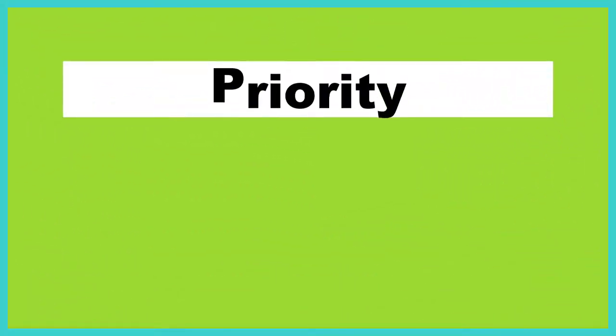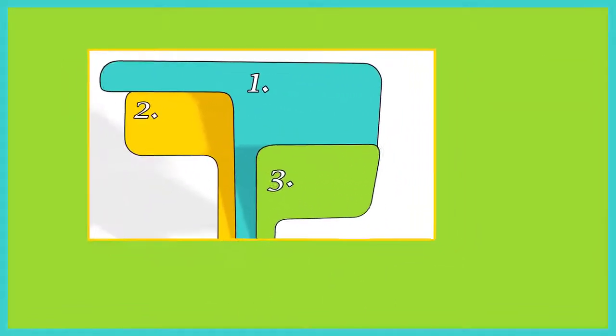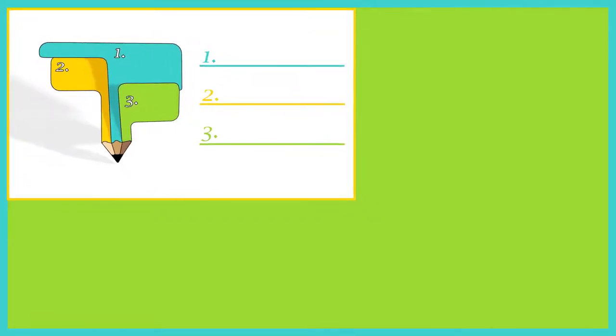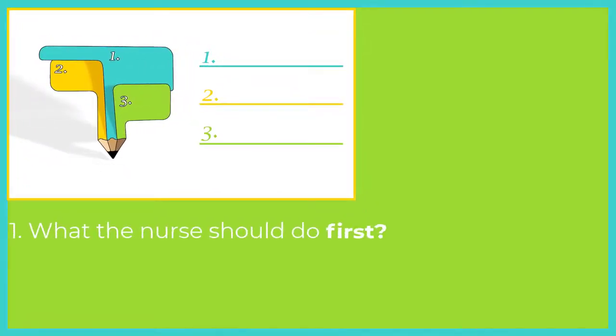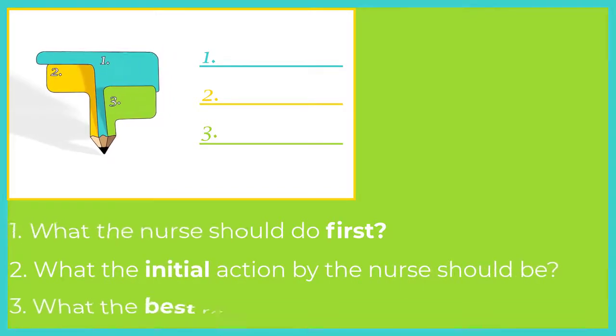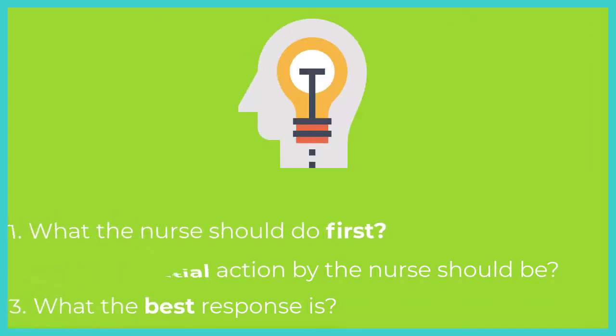What is a priority question? It is a question that requires you to put a value on each option and then place them in rank order. If the question asks what the nurse should do first, what the initial action by the nurse should be, or what the best response is, the option that you ranked number 1 is your answer.